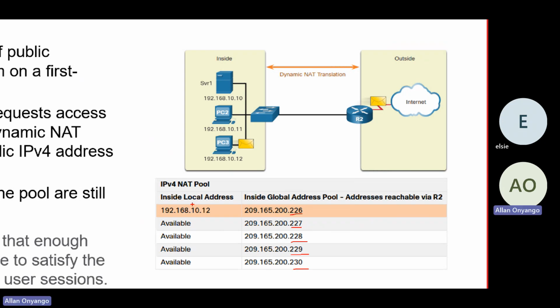Now, the way dynamic NAT works is that out of this pool of 5 public IPs, we are going to be using them on a first come, first served basis. Okay, first come, first served basis, which means PC3 has 10.12.